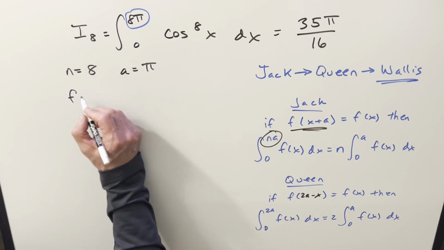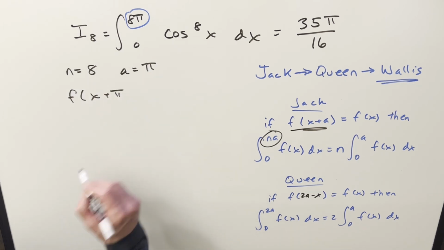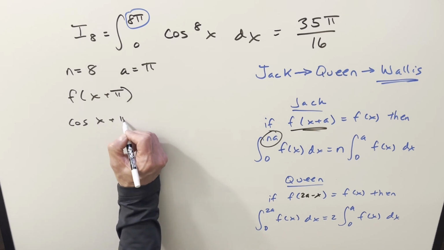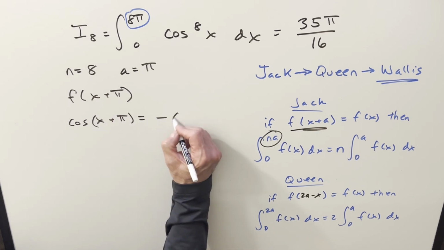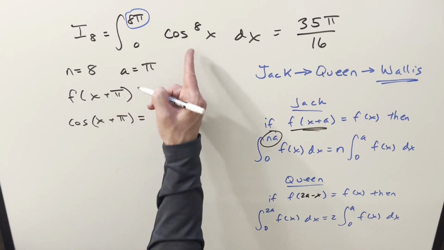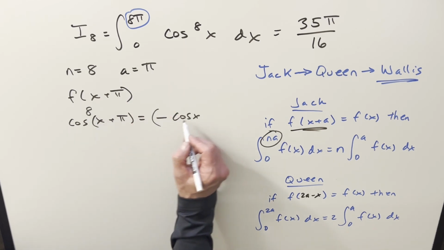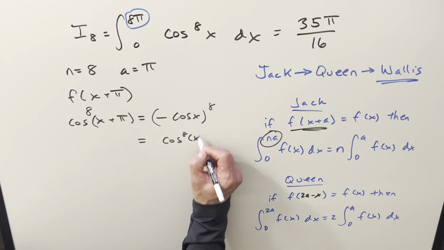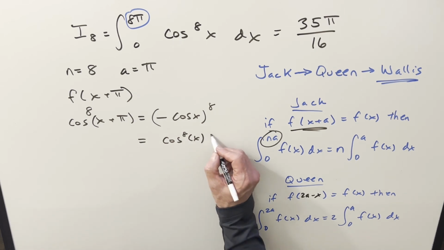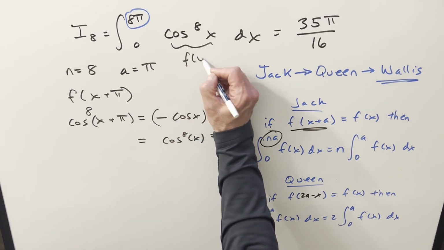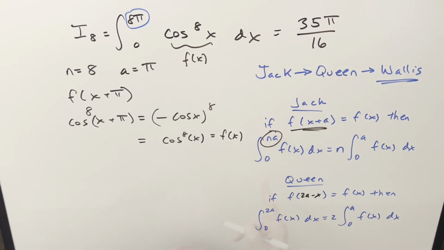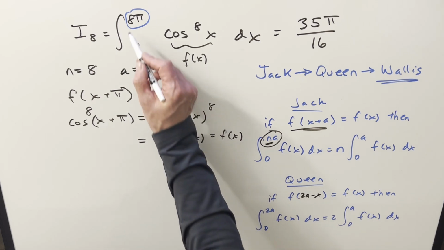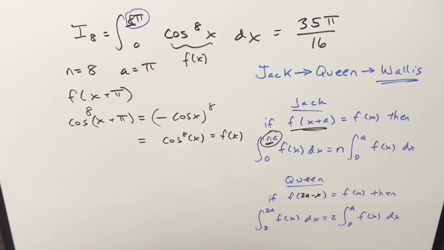So what we want to check is f of x plus pi. So we're just checking f of cosine x plus pi. That's minus cosine x. But we're raising things to the 8th power. We're raising this to the 8th power. So this is going to be cosine to the 8th of x. And that's the same thing as our f of x value we have right here. So this check works, and what it allows us to do is take the n off the bound, take the 8 off, and just bring it out front.